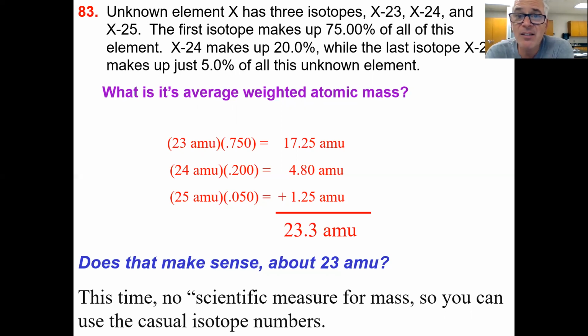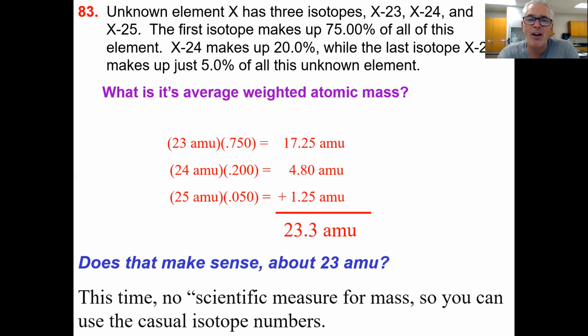Now, does this make sense? Sure, it makes sense. The most common isotope is X23, which has a mass of 23. 75% of this stuff, X, has a mass of 23. The average weighted atomic mass is closely rounding to 23. It makes perfect sense. Get in black at the very bottom. There's no scientific measurement for the mass, so you can use the casual isotope numbers as the AMUs. Most of the time, there's going to be an actual average weighted atomic mass. Sometimes the problem says it like this, and so you do easy math instead of decimal math.